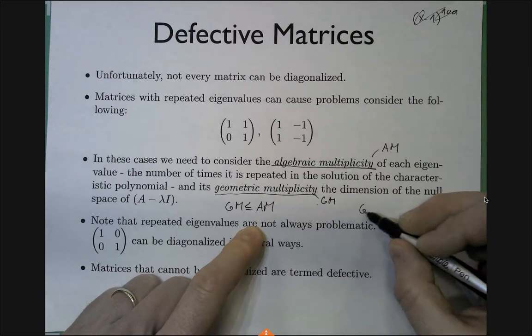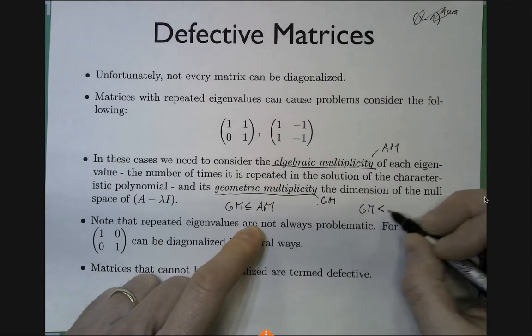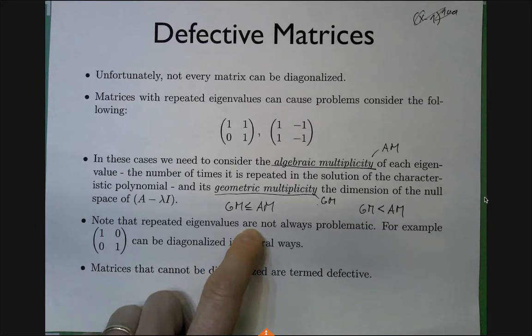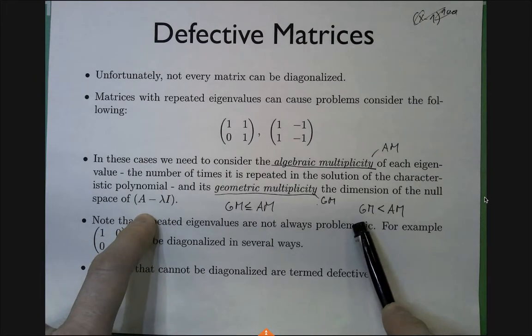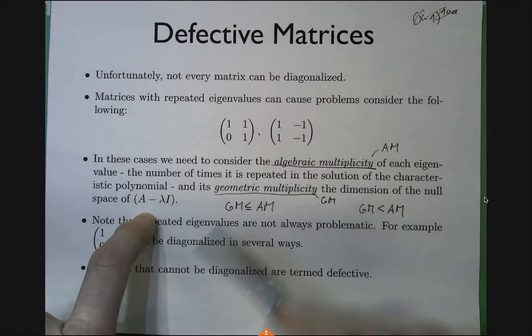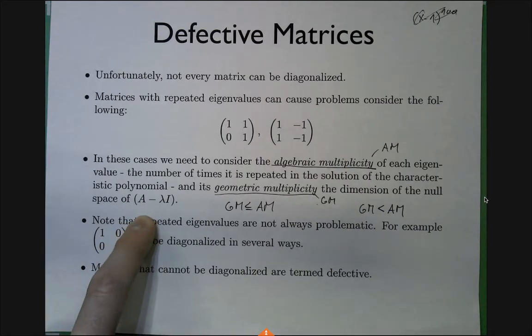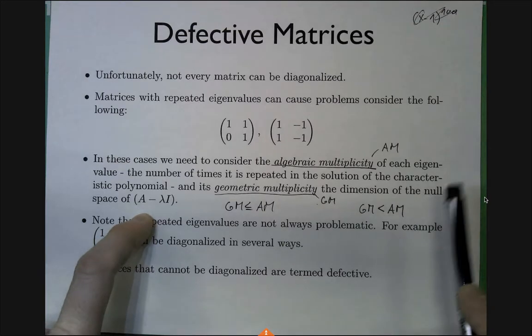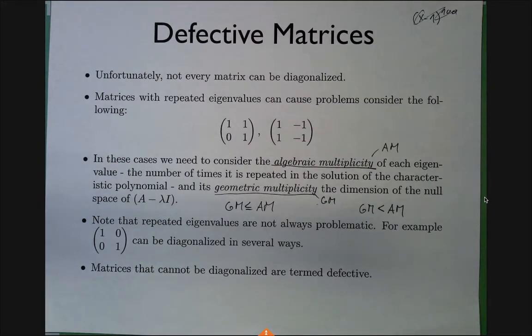But sometimes it can happen that the geometric multiplicity is strictly less than the algebraic one. That means that the dimension of the null space is actually less than the algebraic multiplicity of the eigenvalue. And in that case, we are dealing with a defective matrix. That's how you could tell. Now, repeated eigenvalues like in this case don't always have to be a problem, as you can trivially see from the identity, because the identity you can diagonalize in many ways you want.